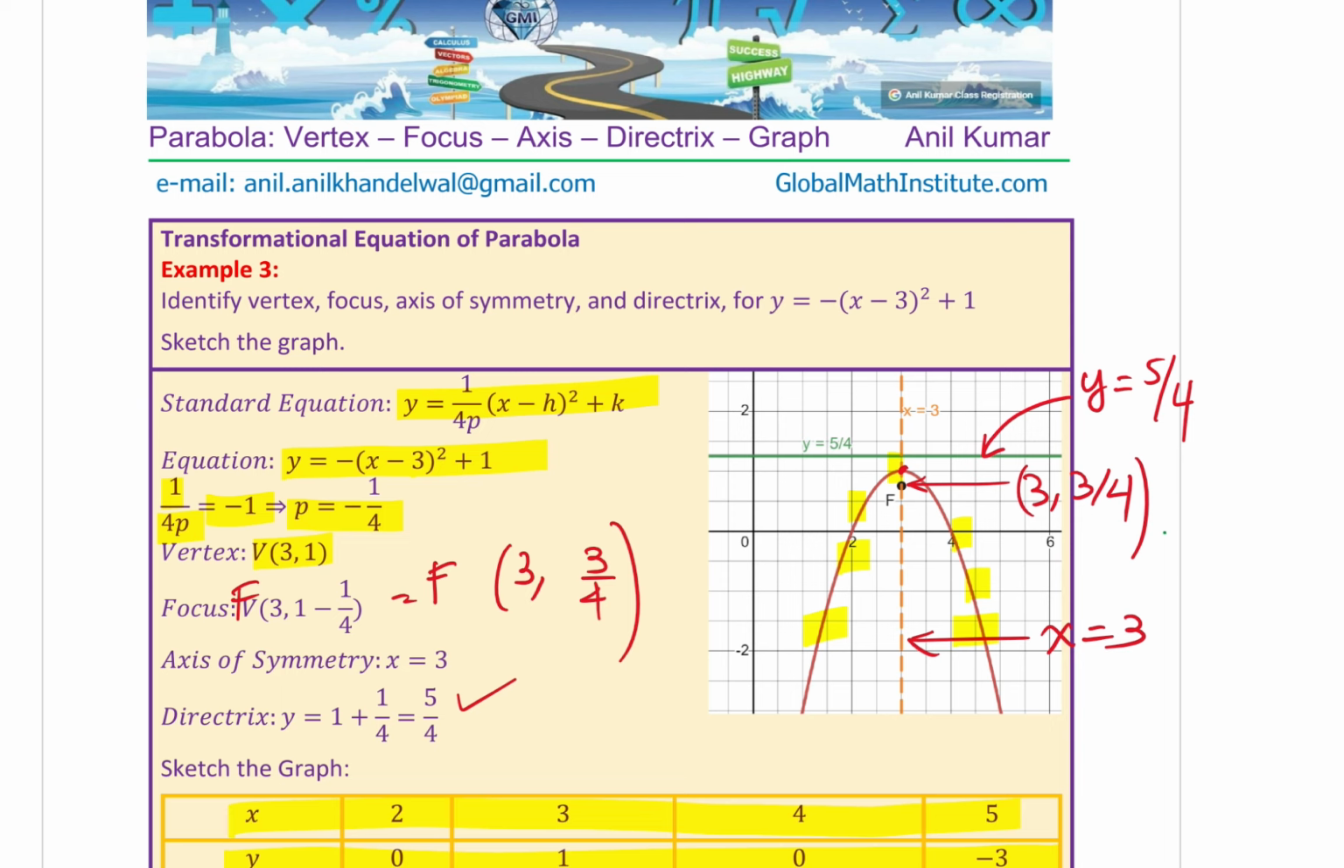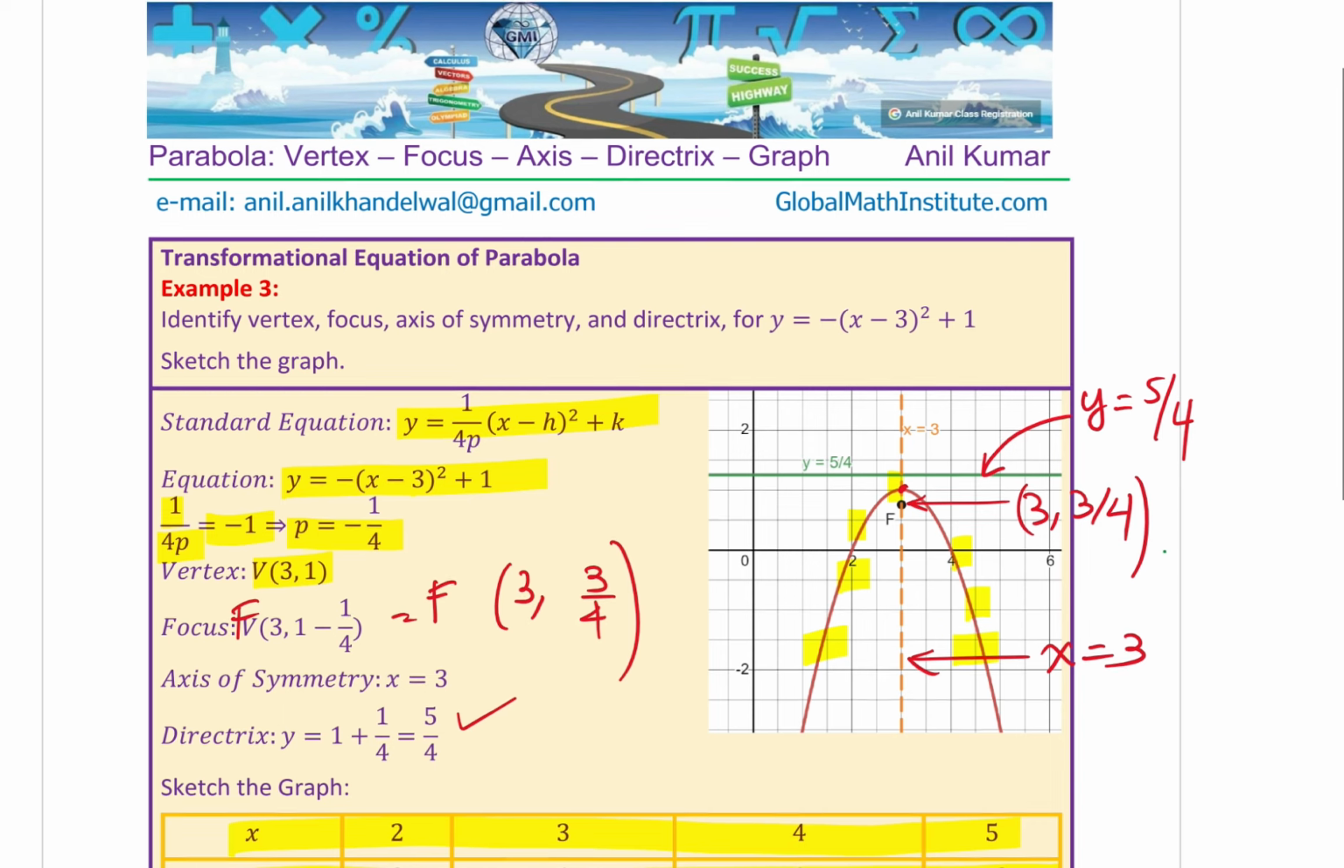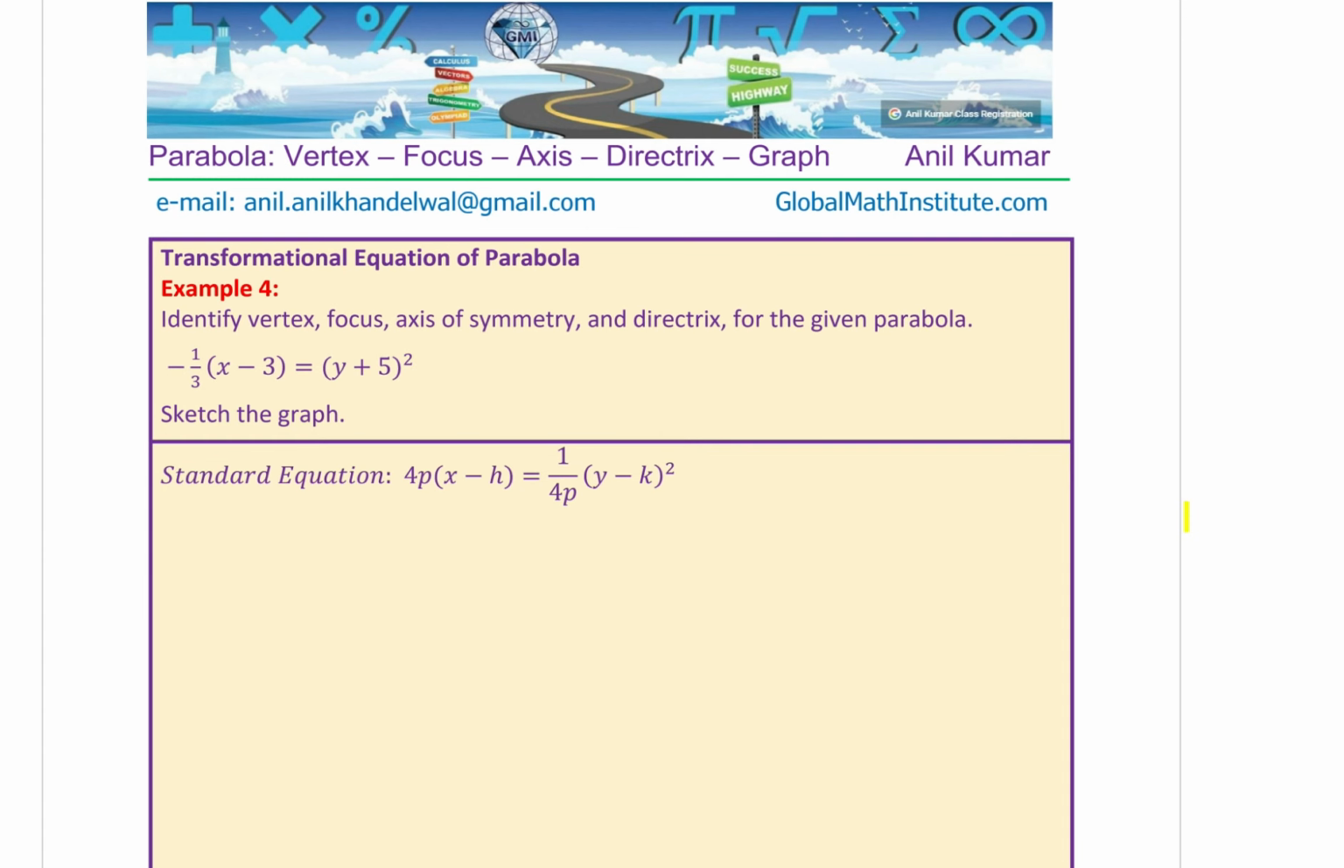Let us take one more example, which is going to be the last example. This parabola opens vertically downwards. Now here we'll take another example where the parabola is going to open horizontally, sideways. So the question here is: identify vertex, focus, axis of symmetry, and directrix for the given parabola, which is minus 1 over 3 (x minus 3) equals (y plus 5) whole square. I'd like you to pause the video at this stage, answer the question, and then look into my suggestions. Okay, so let's begin.